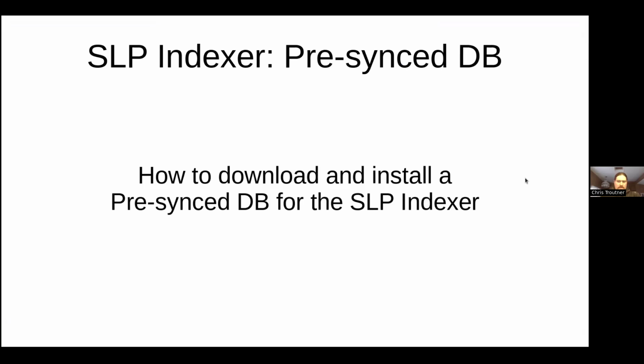This is going to serve as a part 2 video to the first video, which showed how to install the SLP indexer. This second video is going to show you how to speed up syncing by using a pre-synced database. When you sync from SLP Genesis, it can take 2 or 3 weeks because the process is hard to parallelize and JavaScript's a single-threaded process. So you can greatly speed up this process by downloading a pre-synced database, and then you don't have to wait so long.